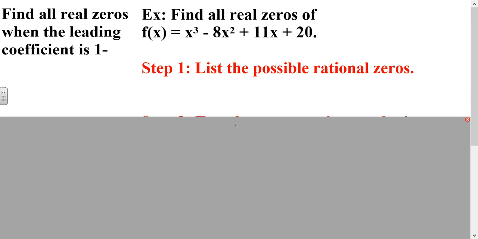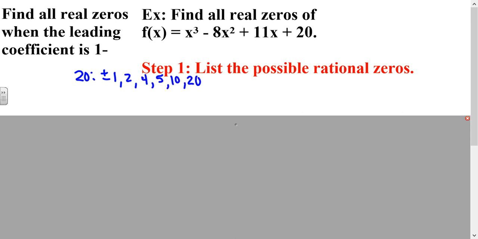All right, so what do we do with that? Well, let's say we actually want to find out what the real zeros of a function are. What we have to do is know what our possible answers could be. So if I look at this, what I want to do first is list all the possible rational zeros of this function. I'm going to find all the factors of 20, which would be positive or negative 1, 2, 4, 5, 10, and 20, over the leading coefficient, which would be 1, which would be positive or negative 1.